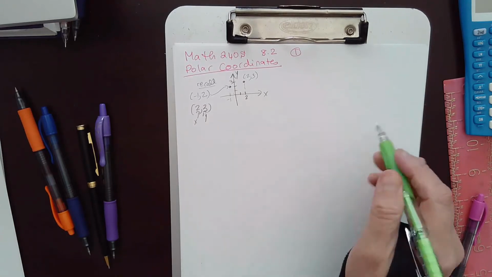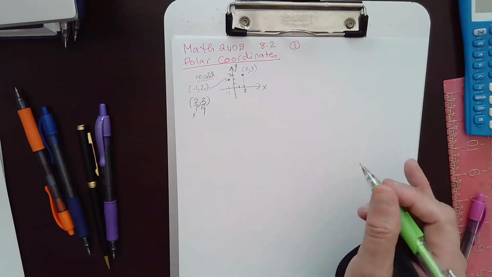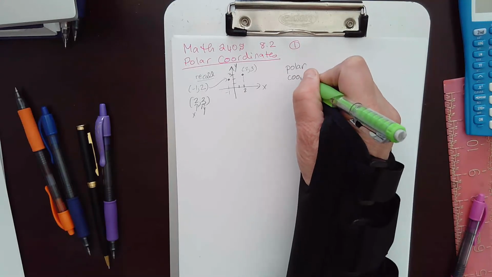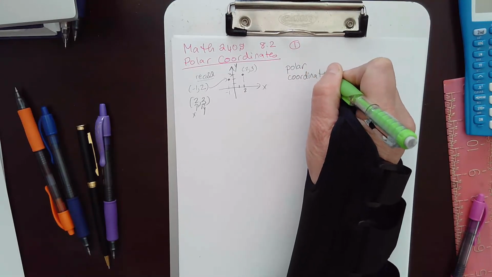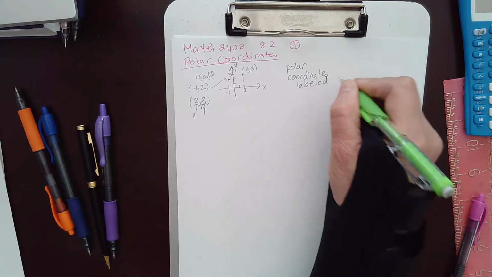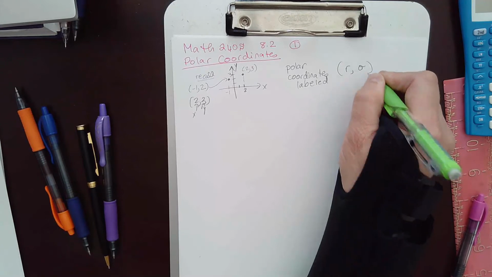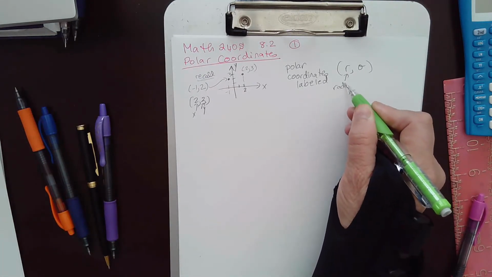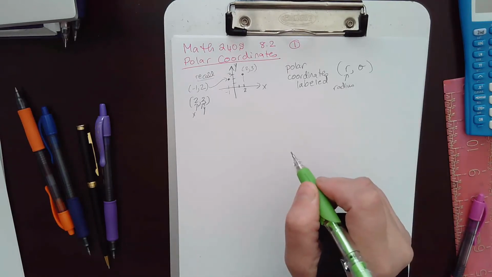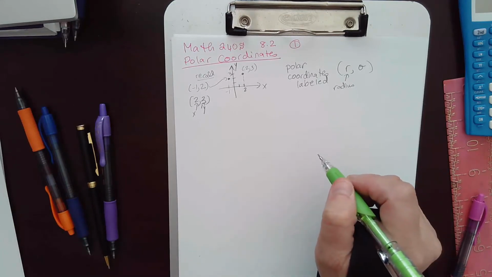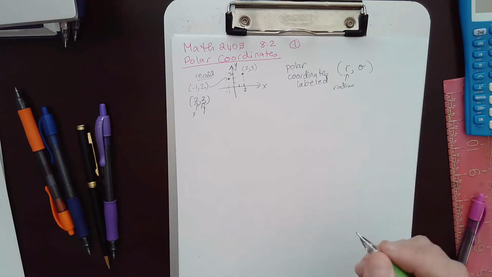plane? So let's see. What are the polar coordinates? The polar coordinates are labeled (r, theta). r is your radius and theta is your angle. Okay, so how do we plot a point in the polar coordinates? So let's take a look.